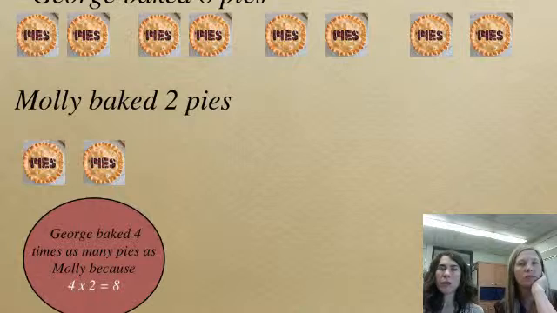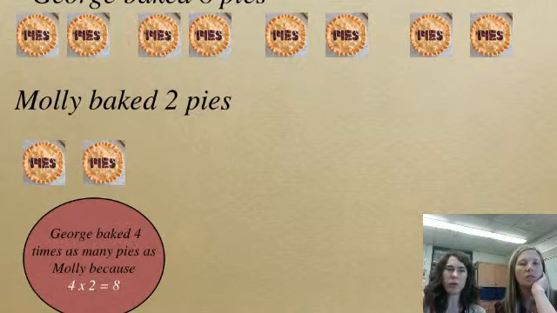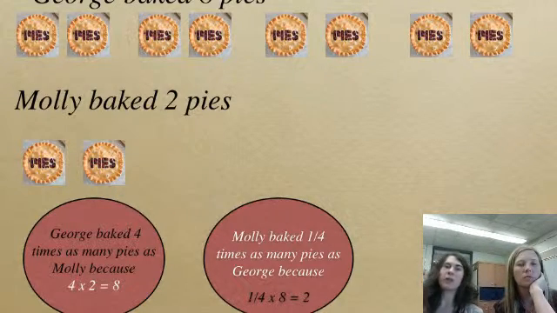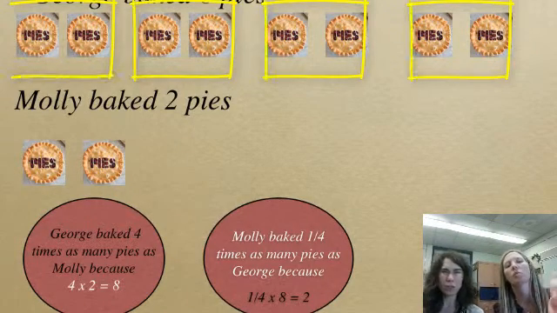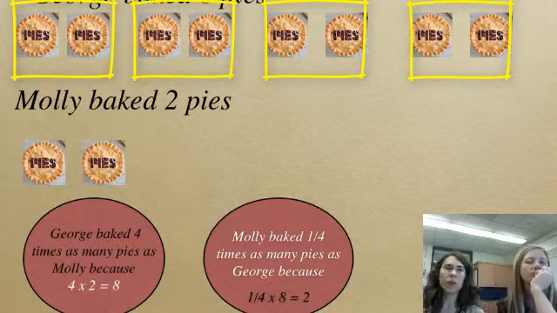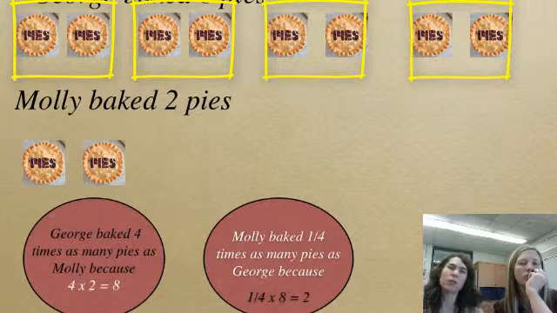Now this way is similar, but it's just sort of flipped around. So another way that you can also think about it is Molly only baked 1/4 times as many pies as George. Because 1/4 times 8, and you could see that if we could move Molly's 2 pies up, they would cover 1/4 of his, the 1 out of the 4 groups that we have there. Exactly.